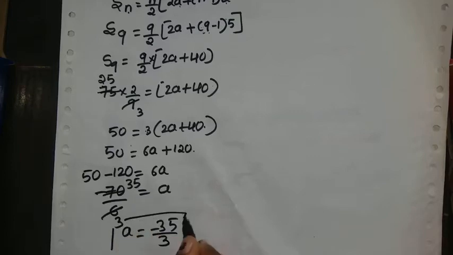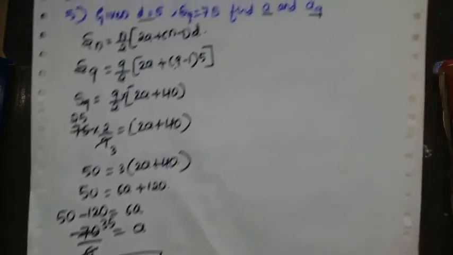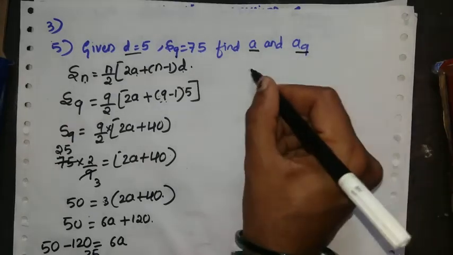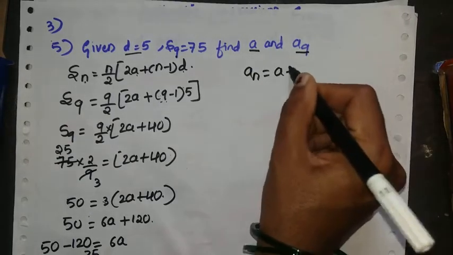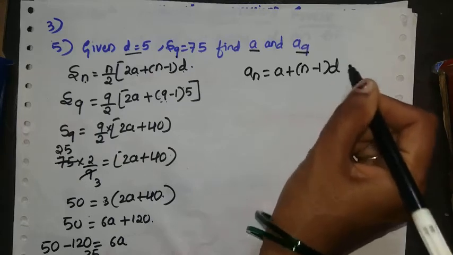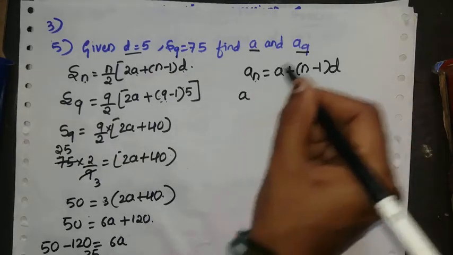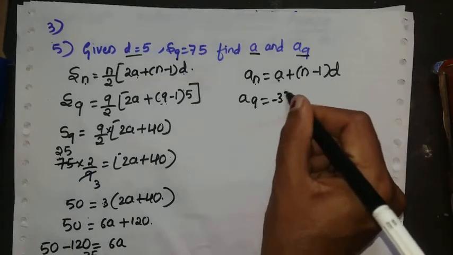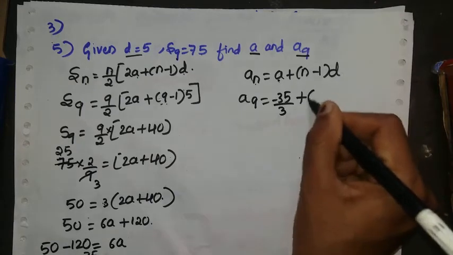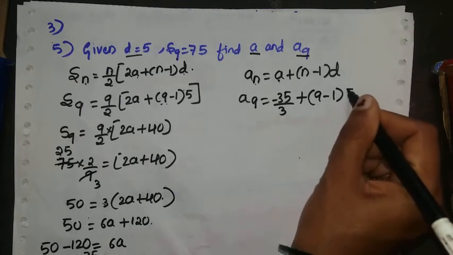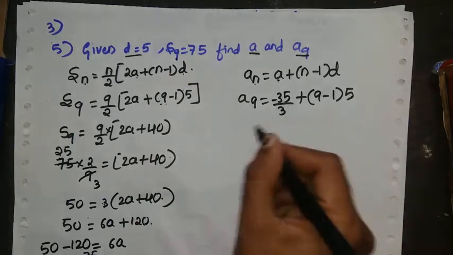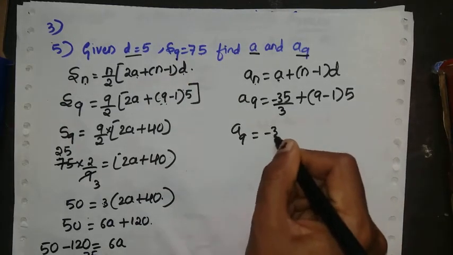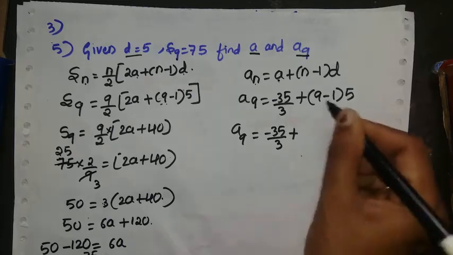This is the value of a. Here we need to find a9 again, so I use the formula an is equal to a plus n minus 1 into d. Here a9, n is 9, equals a, whose value we know, minus 35 by 3, plus the bracket of n is 9 minus 1 into d is 5.